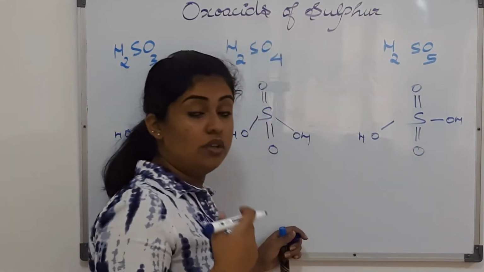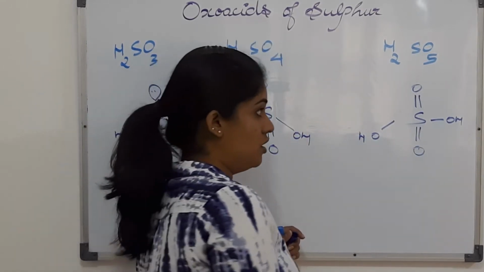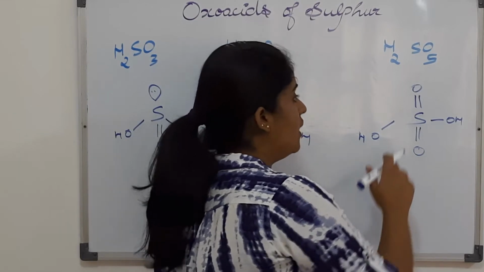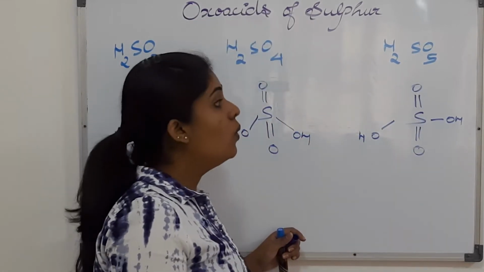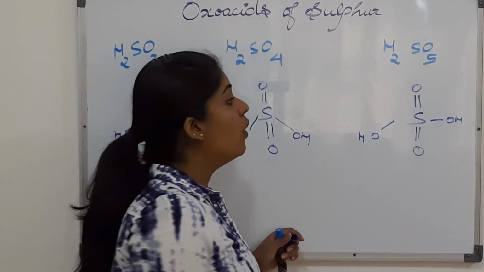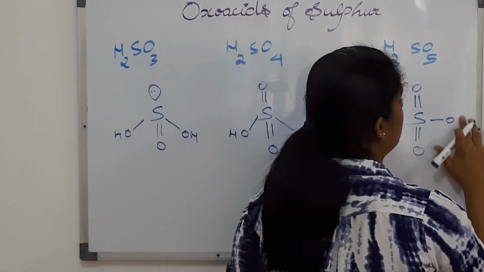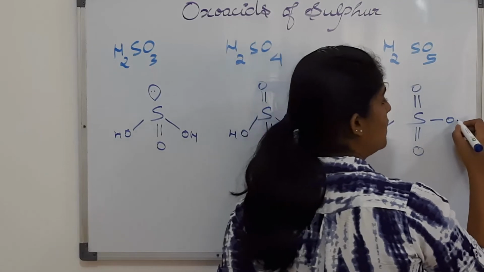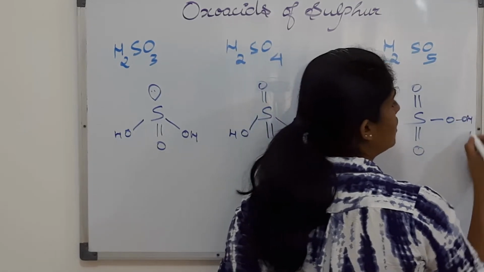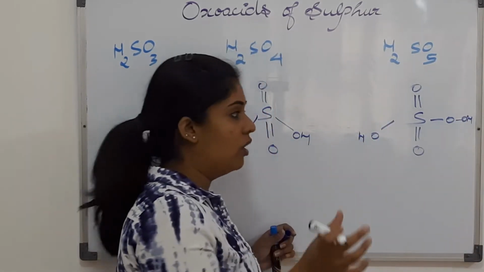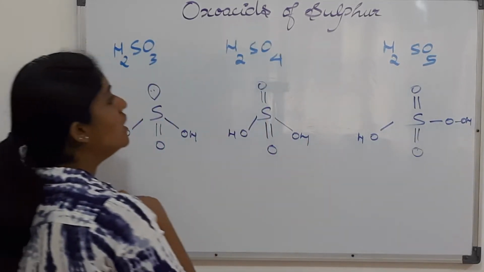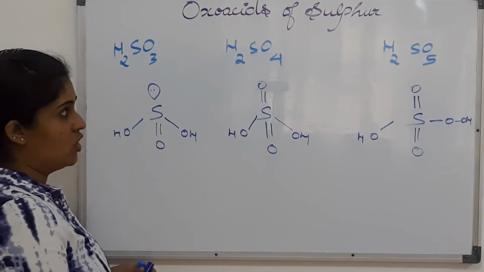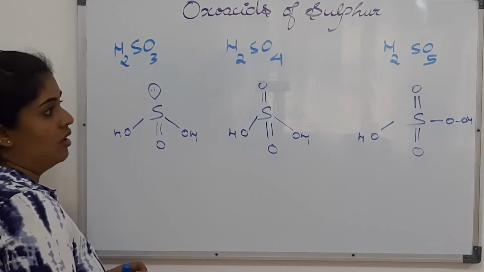Now where will I put the fifth oxygen? It is not possible to put the fifth oxygen attached directly to sulfur. So what can we do? We can bring in the concept of the OO bond, the peroxo bond. So one of the OH will change to OOH like this, and an OO bond is formed. So this will be a peroxo compound. These are the different structures of oxoacids of sulfur.